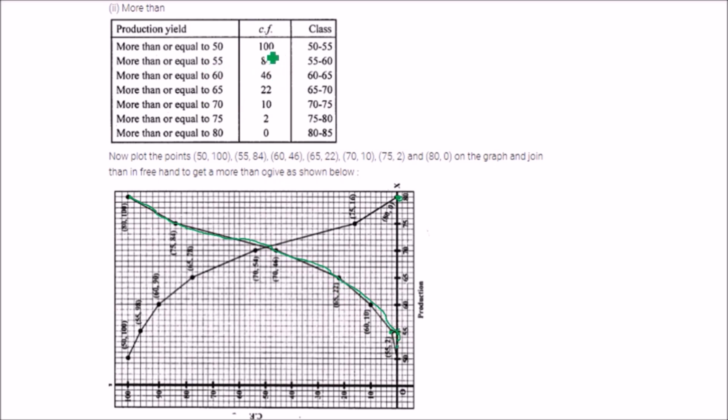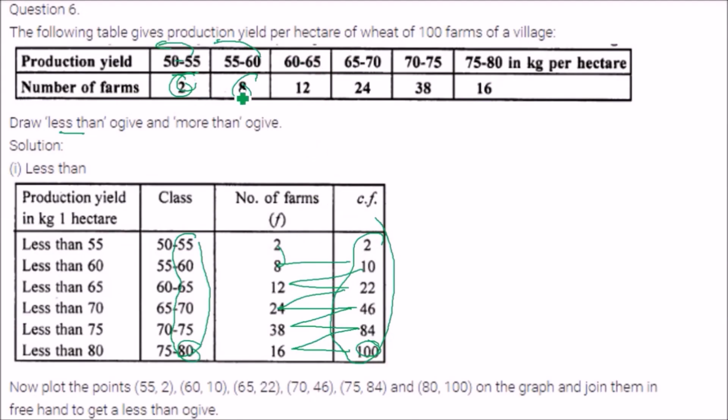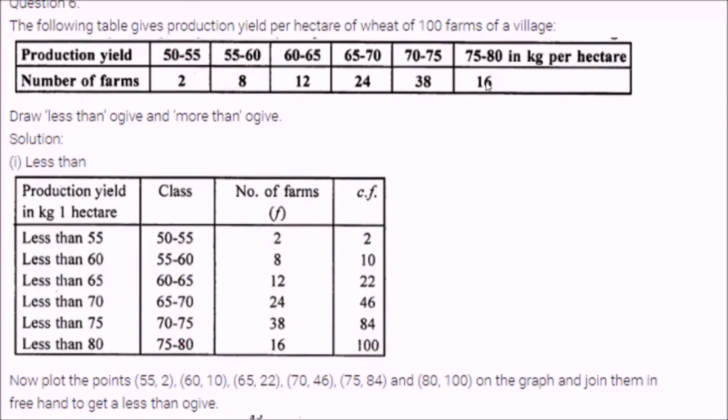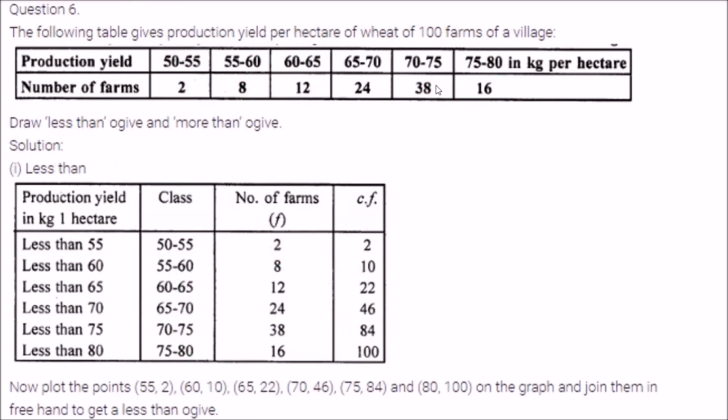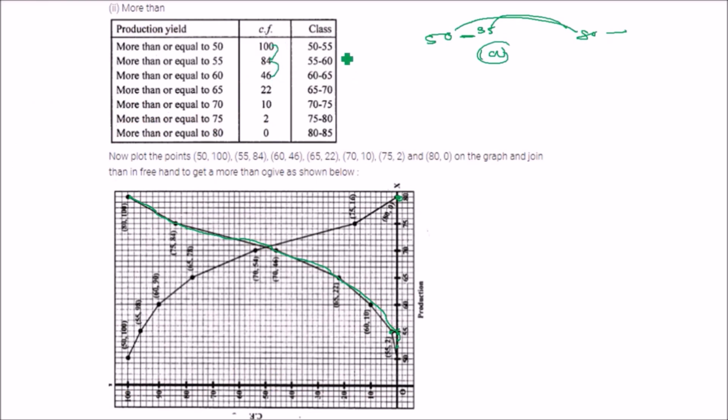How about more than? In more than, we start with the highest frequency, because when we say more than 50, till 80 or above, it will include all the values, so 100. But when we say more than 55, that means you have to subtract this value, the 16, from 100. So 100 minus 16 is 84. Then we have to subtract this 38 from 84. So you get 46. This is how you get the cumulative frequency for more than.